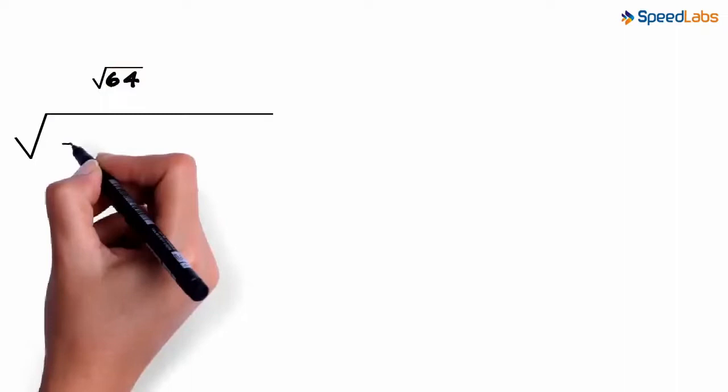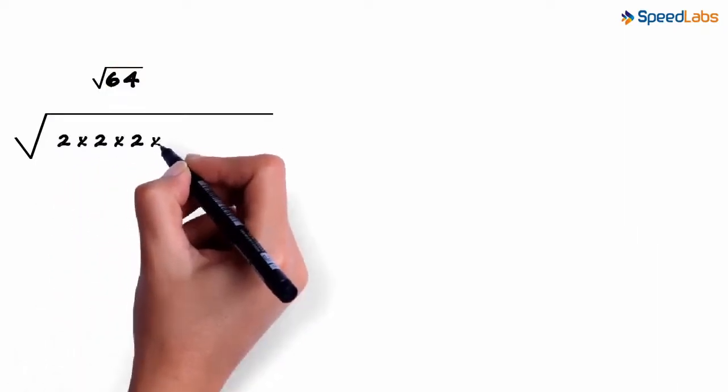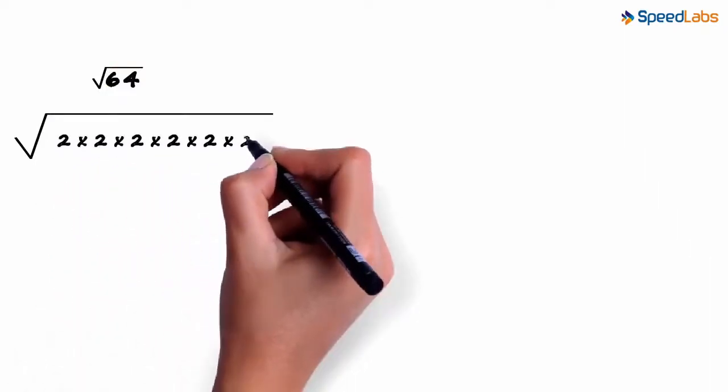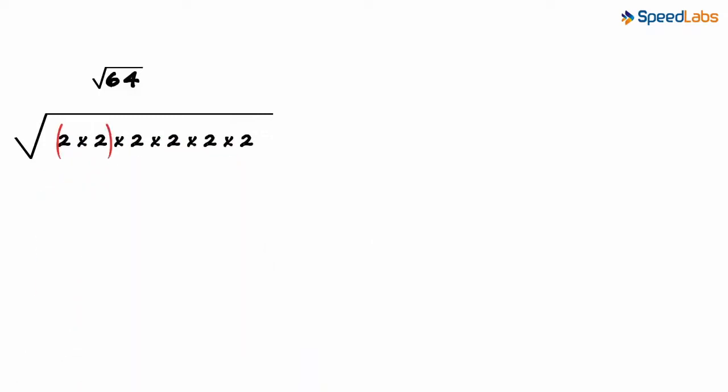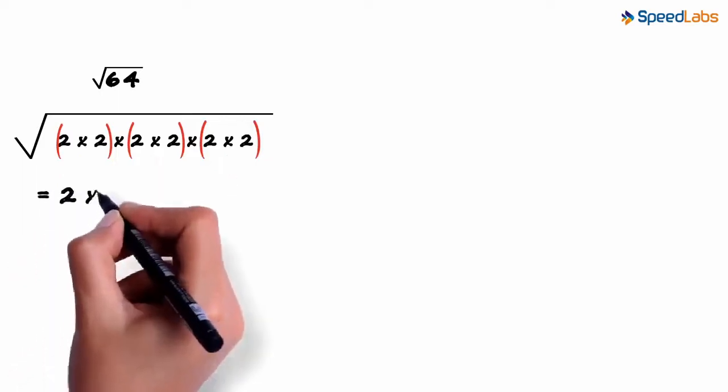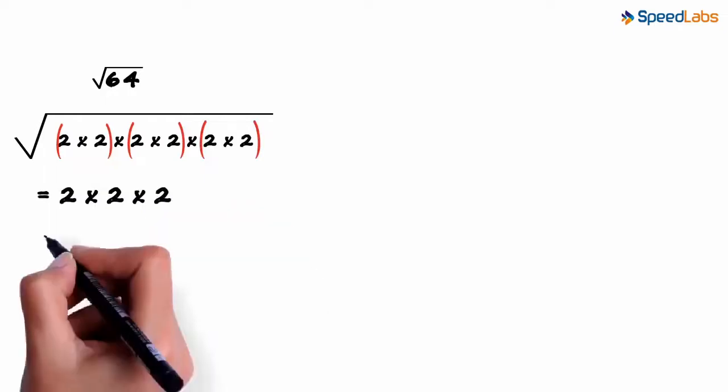We write 64 in terms of its prime factors. We write it as square root of 2 times 2 times 2 times 2 times 2 times 2. 6 2's under the square root. To find the square root, we just make groups of two same numbers and choose one from each group. In this case, we can make three groups like this. We choose one number from each group and remove the square root sign. Hence, it will equal 2 times 2 times 2, which equals 8.